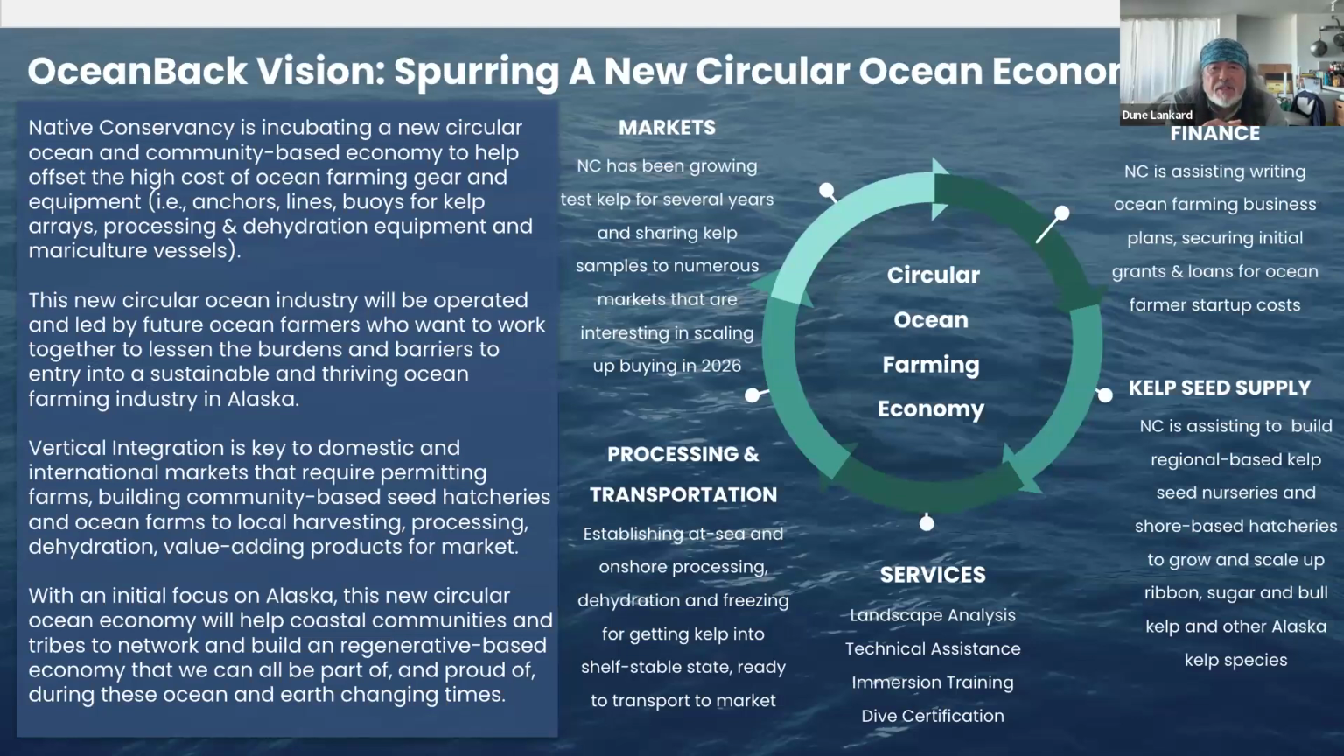This is our Ocean Back vision, spurring a new circular ocean economy. We work from everything from financing to kelp seed supply, because you're only as good as your seed, creating a number of services like immersion training and landscape analysis, technical assistance, diver certification that we just recently did in Metlakatla with the tribes in Kake and Metlakatla, trying to figure out how to show farmers how to source their seed, grow their seed, cultivate it, deploy it, and monitor it, and now focusing on processing and transportation to market.